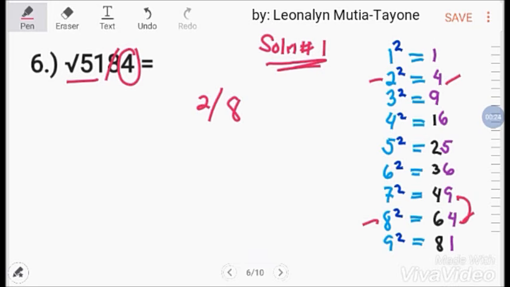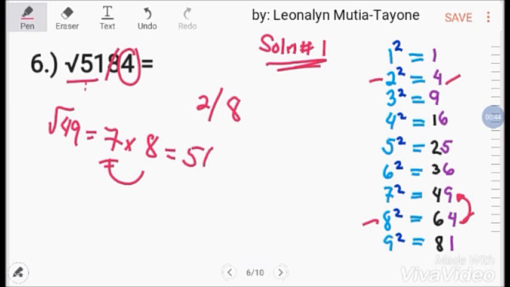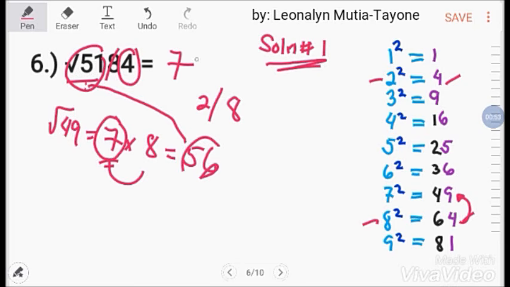51, pababa tayo sa 51 kasi walang perfect square na 51, yung less than 51 which is 49. So square root of 49 equals 7. So, itong 7 na to, multiply mo ng next niya, which is 8, 56. So, 51 is less than 56. So, isulat muna natin yung 7. 51 is less than 56, so 2 ang i-choose natin as the second number, and the answer is 72.